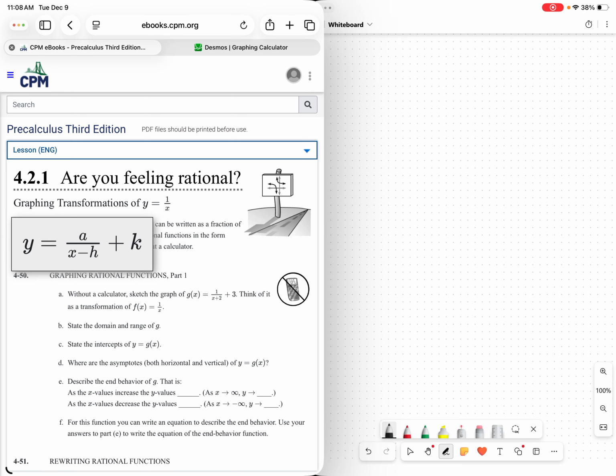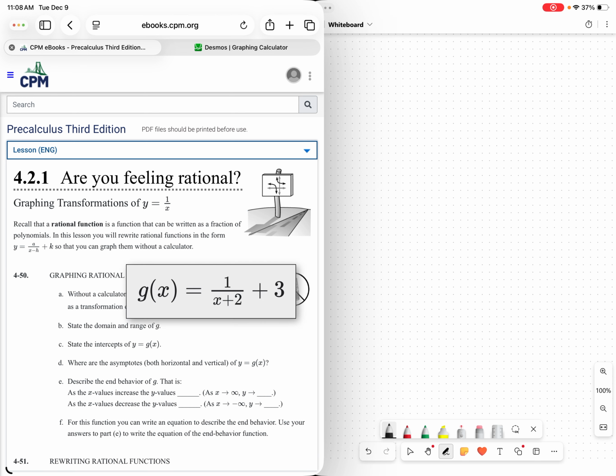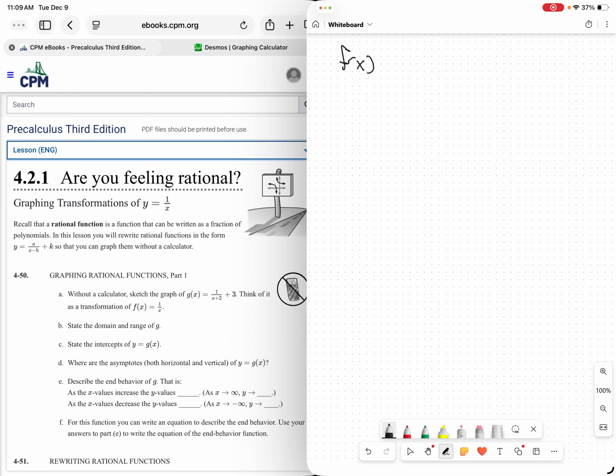Okay, so again, A is our stretch, compress term, our A term, and then (h, k) is our locator point. So again, h would be right and left transformation, k would be up and down. So graphing rational functions. Without a calculator, sketch the graph of this graph here. Okay, so think of it as a transformation. If we think of f(x) and this graph, f(x) equals 1 over x.